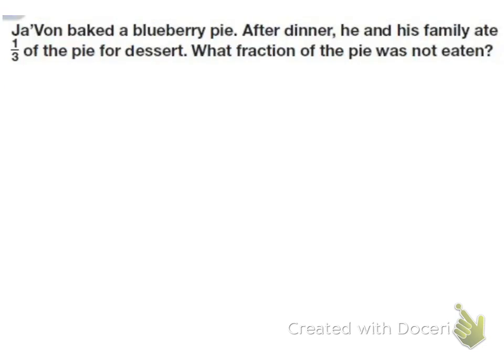Okay. Now, to subtract a fraction, we can rewrite 1 as a fraction. So we have Javon baked a blueberry pie. After dinner, he and his family ate 1/3 of the pie for dessert. What fraction of the pie was not eaten? So he baked 1 pie, and then they ate 1/3. So it would be 1 minus 1/3.